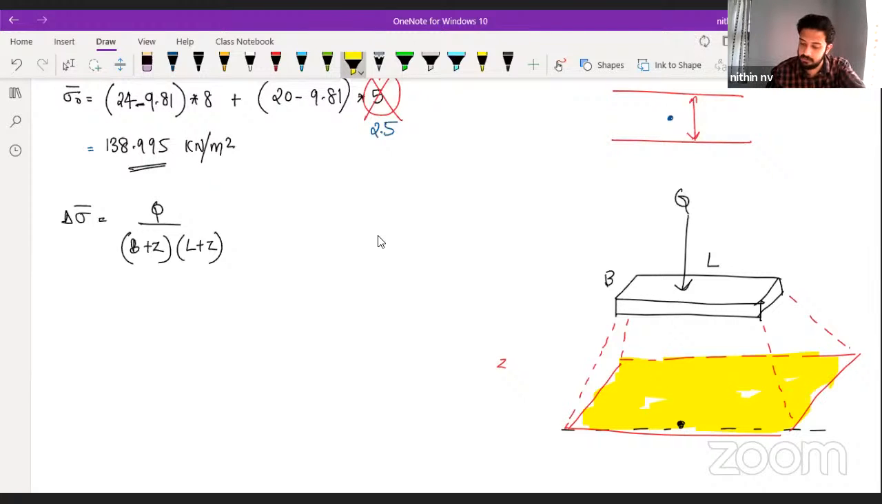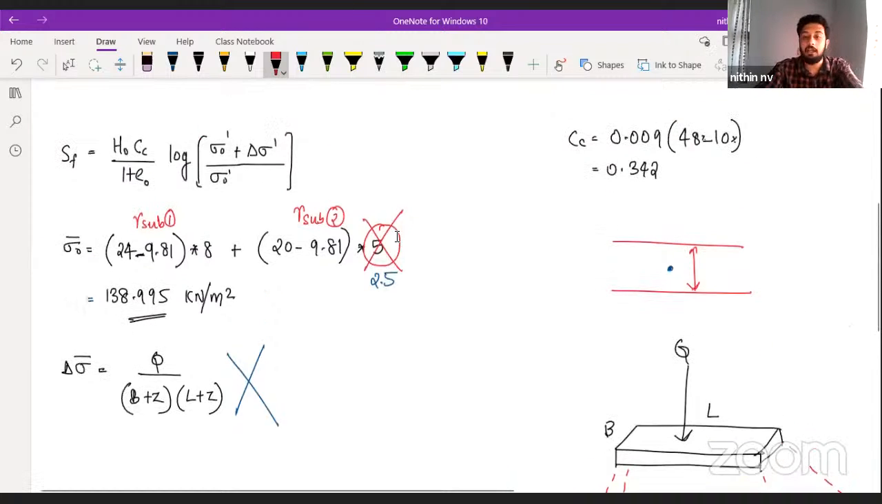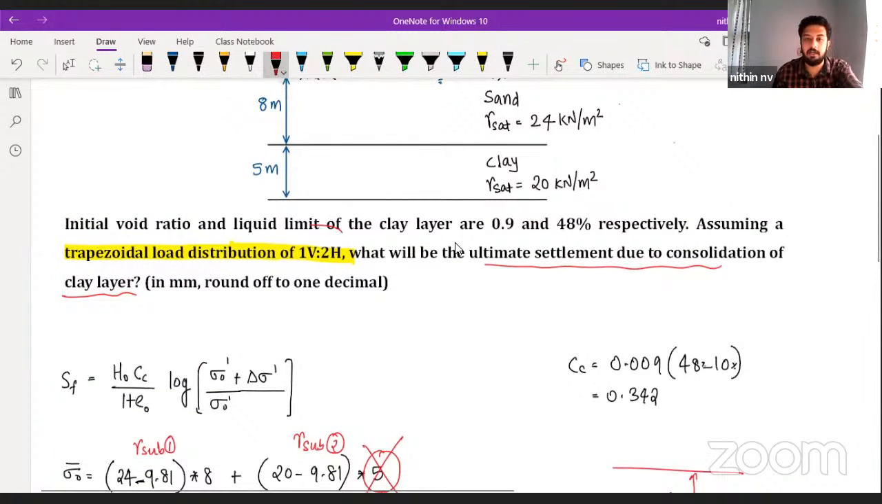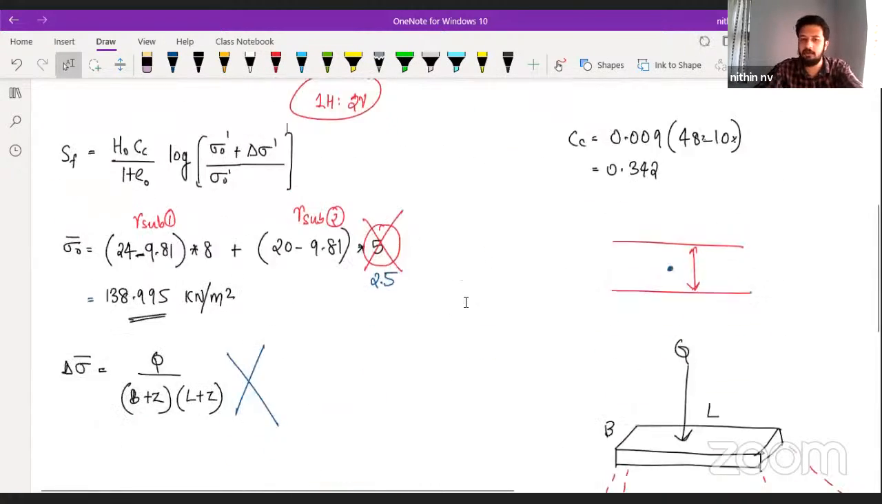Yes. So can I use this equation? Can I directly use this equation? Clear? I cannot use it. Why? Why can I not use it? This equation can be used if the load distribution is, look here, 1 horizontal is to 2 vertical, then I can use that. Okay, properly check it. Z value I will tell you.